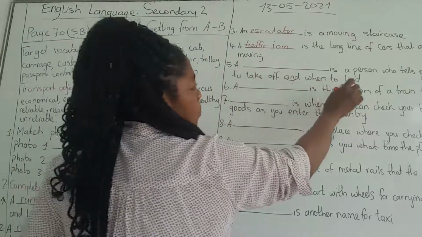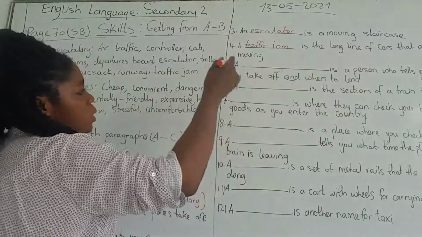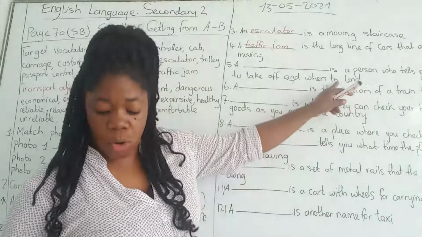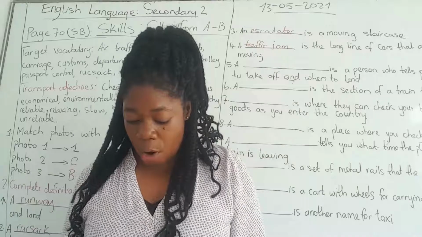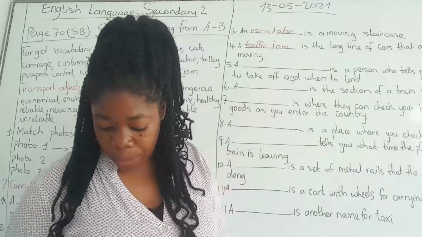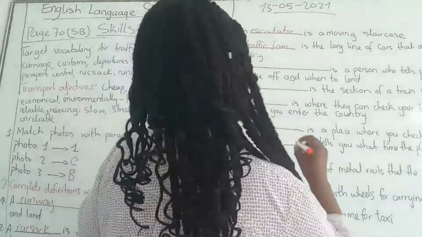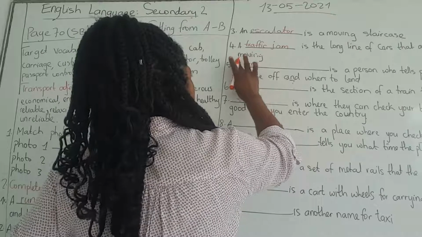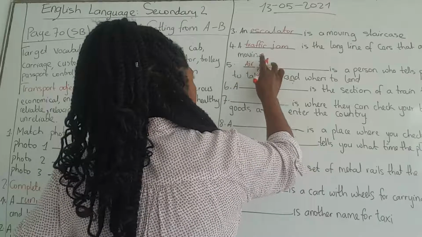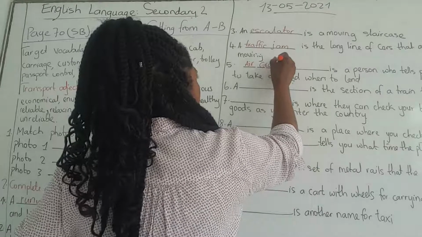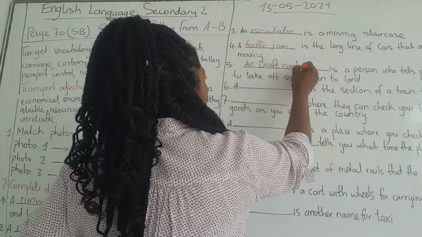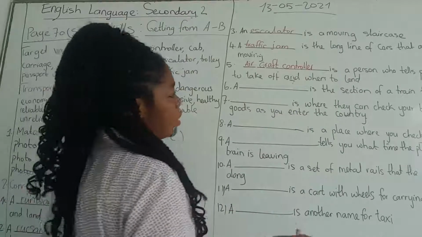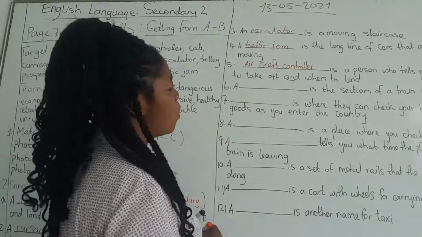Number 5, a dash is a person who tells pilots when to take off and when to land. How do we call the person who controls the landing and the taking off of pilots? Aircraft controller. Aircraft controller is a person who tells pilots by radio when to take off and when to land.